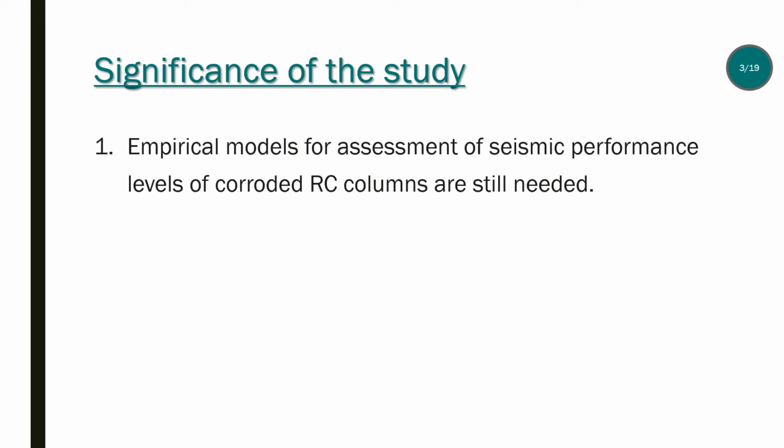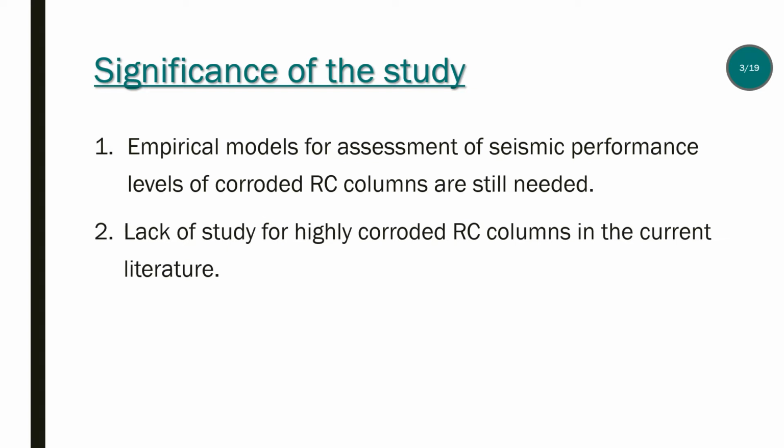Now, let's look at the significance of this study. Why did we need to perform such an experimental study? The first reason was empirical models for assessment of seismic performance levels of corroded reinforced concrete columns are still needed. The second significance of the study, lack of study for highly corroded reinforced concrete columns. As you know, there are many empirical models in the current literature, but these models are limited to a maximum corrosion level of 20%. This study was carried out at higher corrosion levels compared to previous studies.